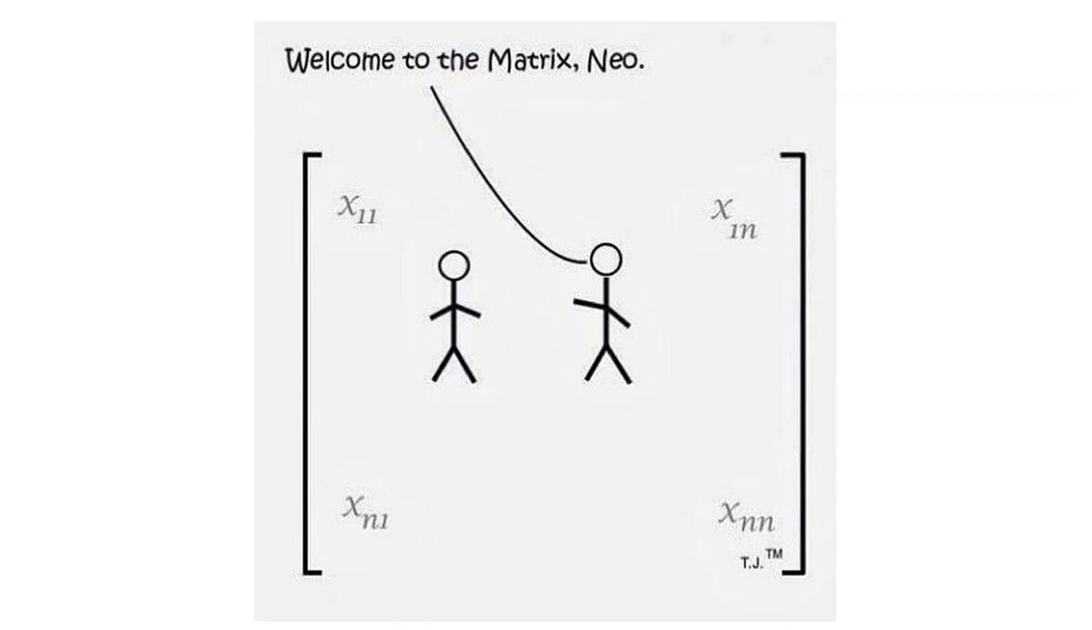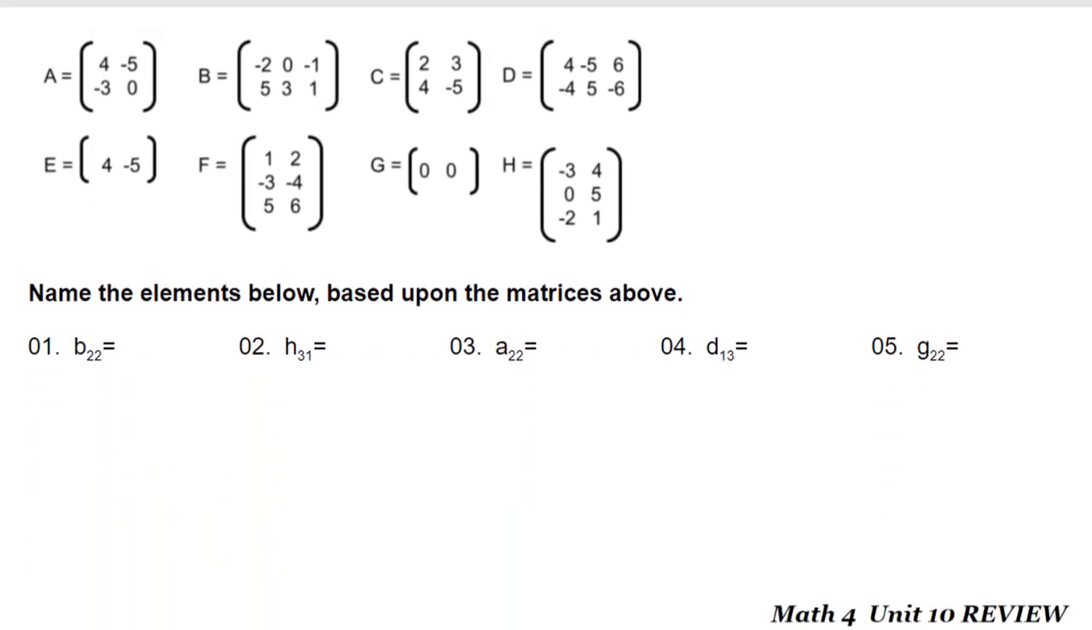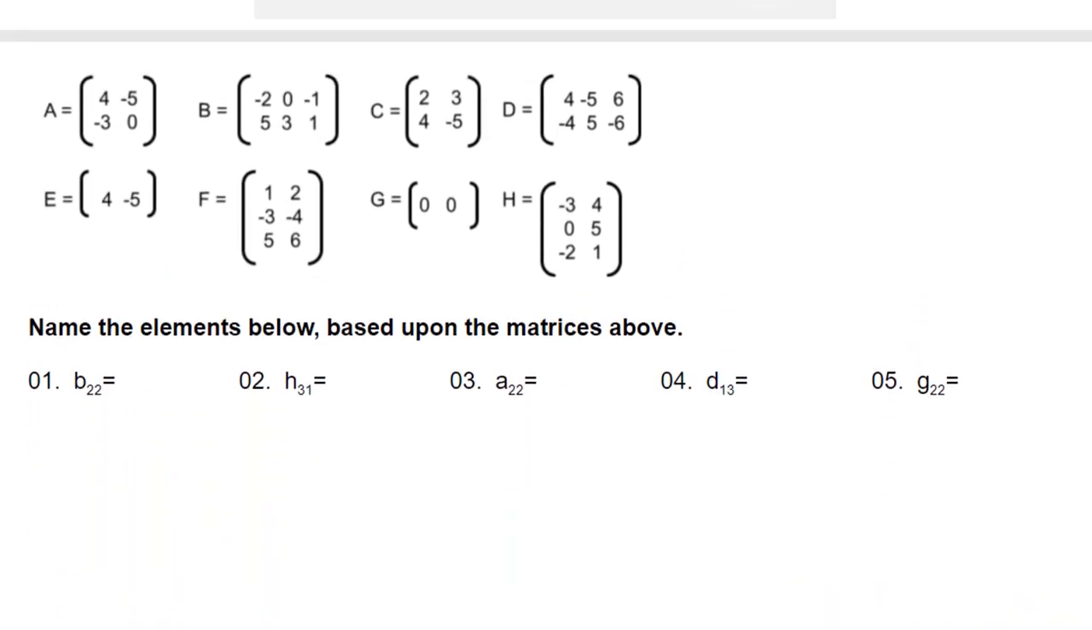All right, we are ready for our Unit 10 review for the Math 4 course. Still a little matrix humor there. All right, first thing is we're going to be talking about these element labels.